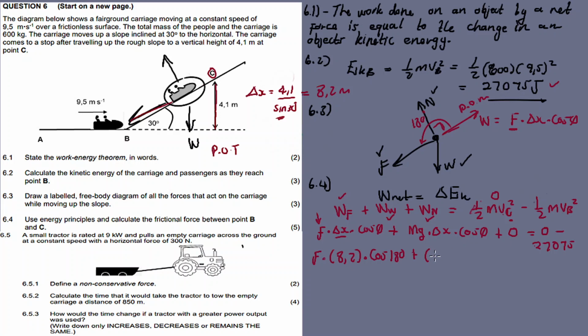again. What's the mass? 600, 9,8. I'm substituting here, times 8,2, times what's the angle for theta now. I'm sure this weight has components. What is the value for this angle? 30 degrees. So here it's 30 degrees.